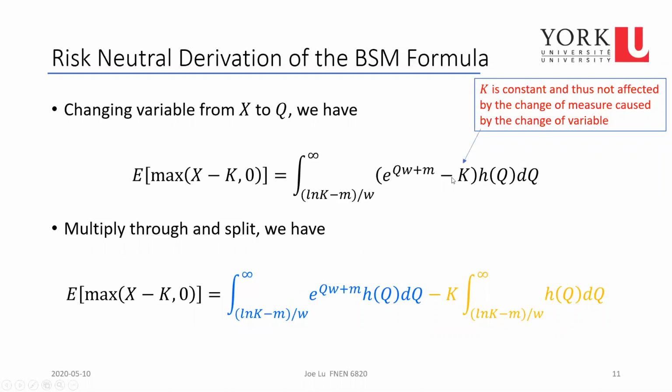You look at the integral here, and this is one minus the other. They're linear, so you can break them into two parts. I've color coded here: the part related to e to the power of qw plus m, I've color coded blue, and the part related to k, I've color coded yellow. So we can break this into two components and then tackle them one by one. We will first look at this particular integral.